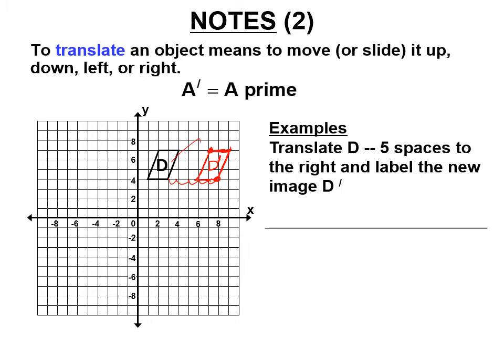Now notice, when you move it 5 spaces to the right, there are not 5 spaces in between, because each point on the parallelogram has been moved 5 spaces. In this case, there were only 3 spaces in between.